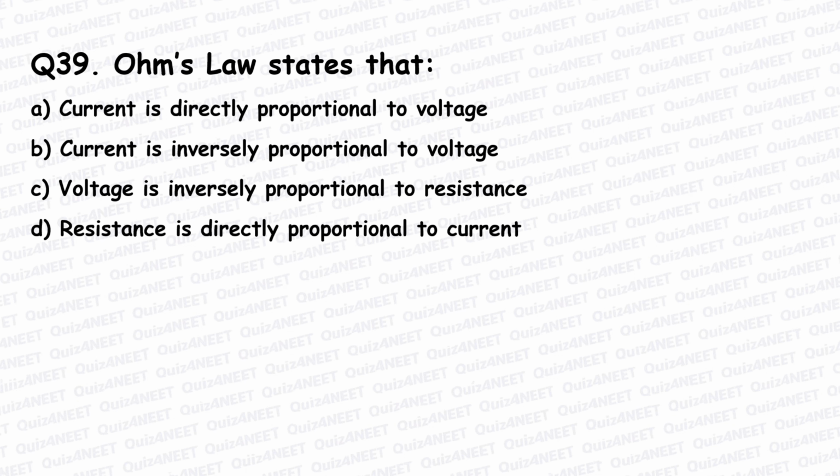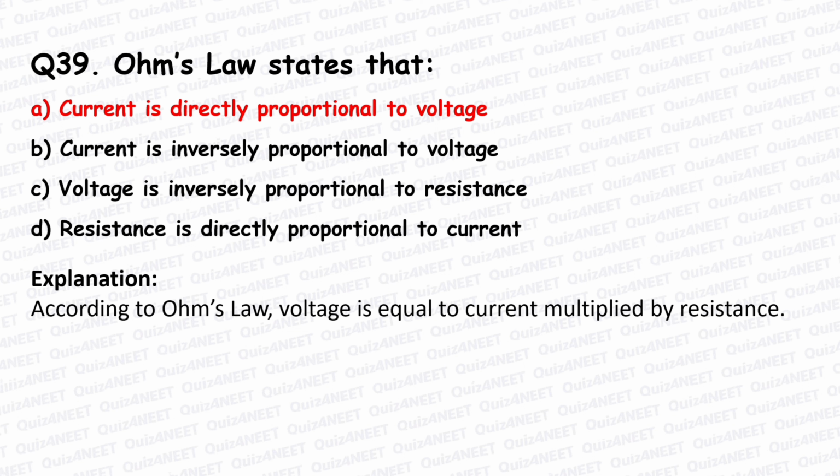Q39. Ohm's law states that A, current is directly proportional to voltage. B, current is inversely proportional to voltage. C, voltage is inversely proportional to resistance. D, resistance is directly proportional to current. Answer. A, current is directly proportional to voltage. Explanation. According to Ohm's law, voltage is equal to current multiplied by resistance.